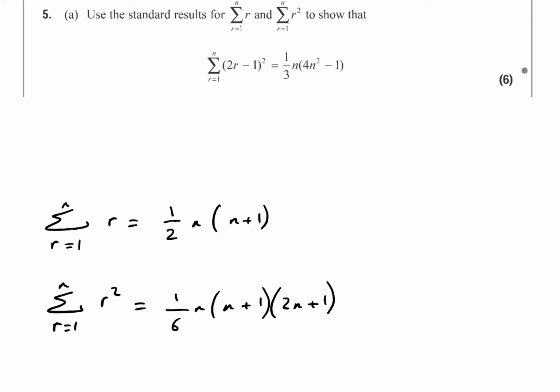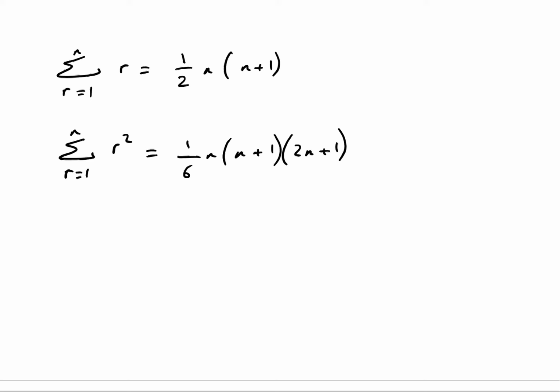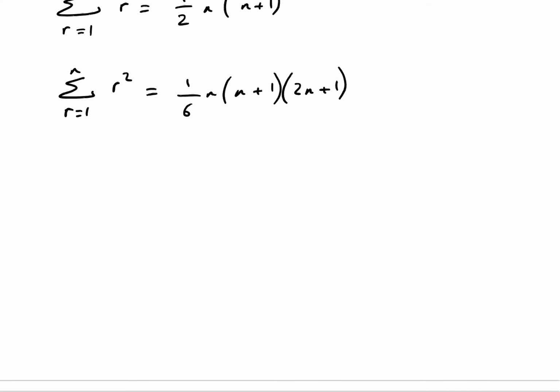Okay, and really the hardest thing here is knowing these two results. Sum of r is equal to a half n times by n plus 1. And the sum of r squared is equal to a sixth n times n plus 1 times 2n plus 1. Okay, if you know that, you're laughing really because they're not difficult marks at all. Okay, there's a little bit of algebra involved, but it's not that difficult.